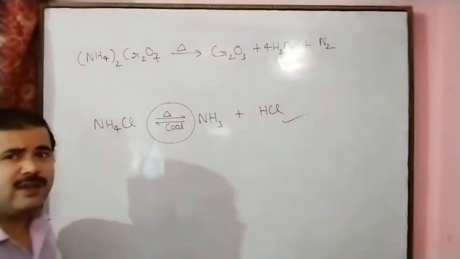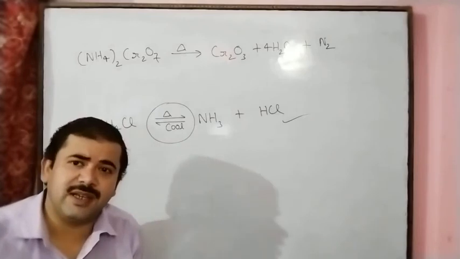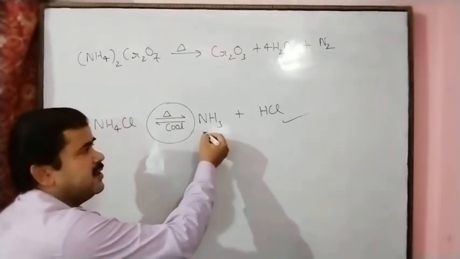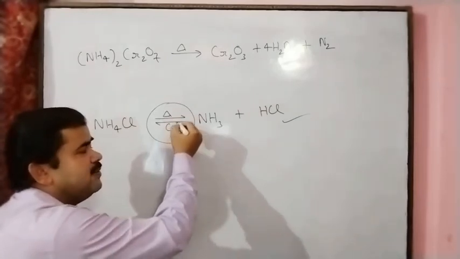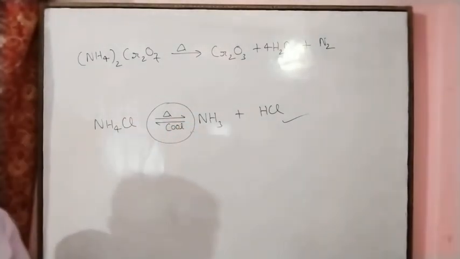This is the only difference between the thermal decomposition and thermal dissociation reaction. So this is the example of a thermal dissociation reaction because here a reversible sign is present between the reactant and product.